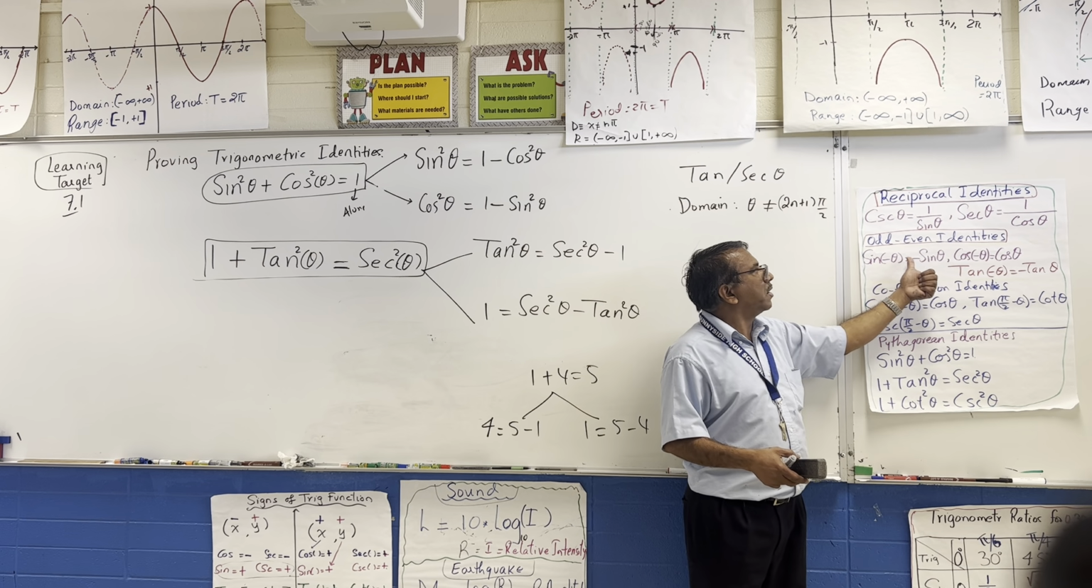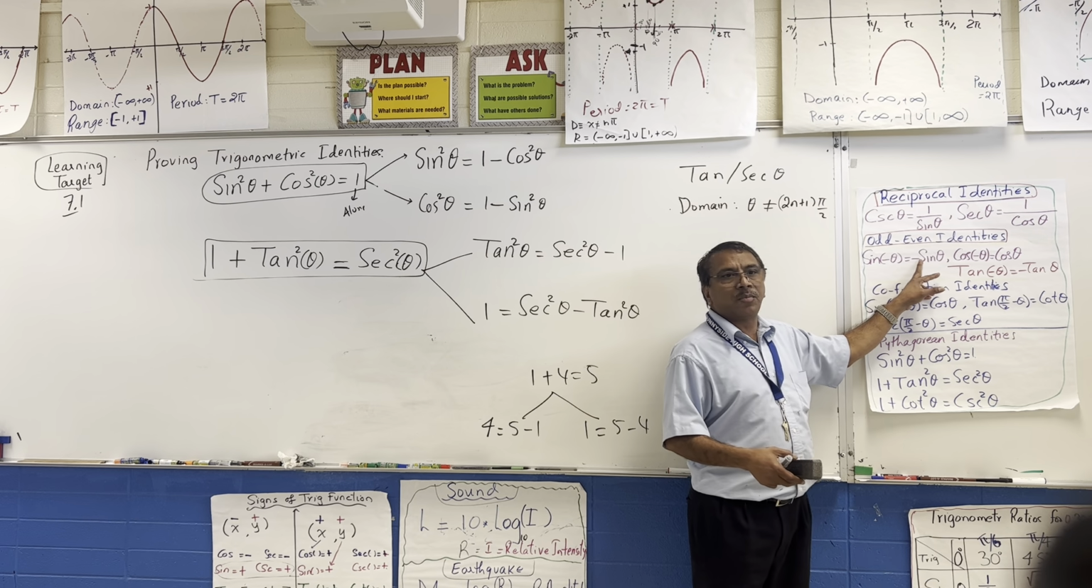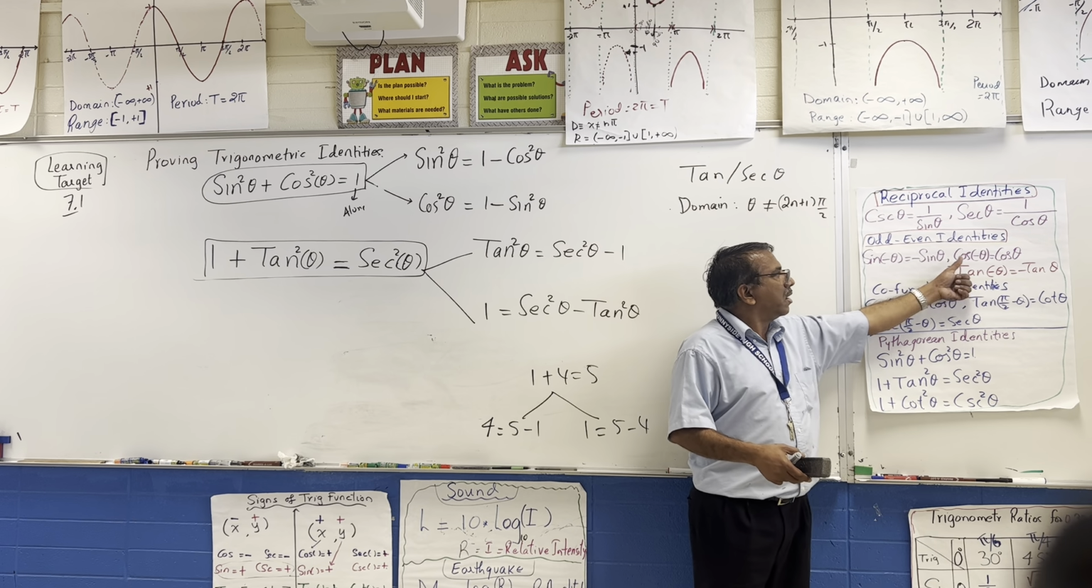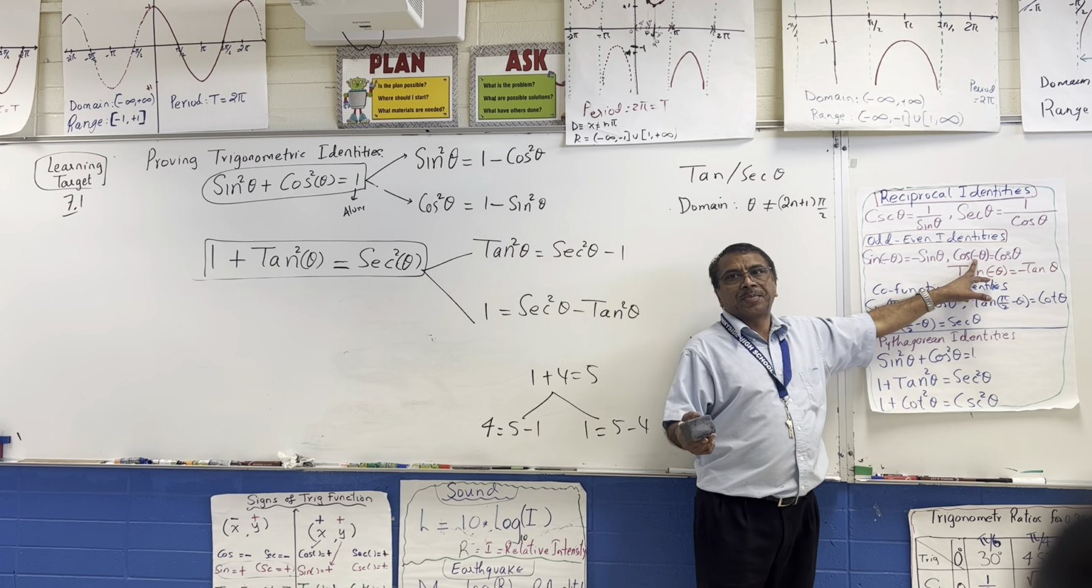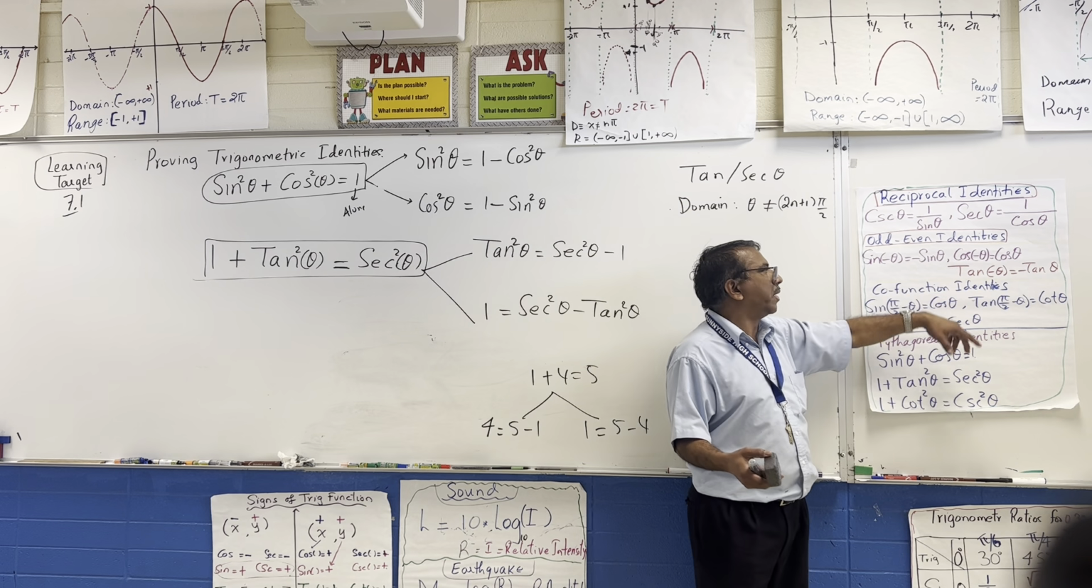These are called even odd identities. Whenever there's a minus for sine, you can pull it out. Even for tan, you can pull it out. But for the cosine, it goes away. So that also is shown, I shared with you the video I made.